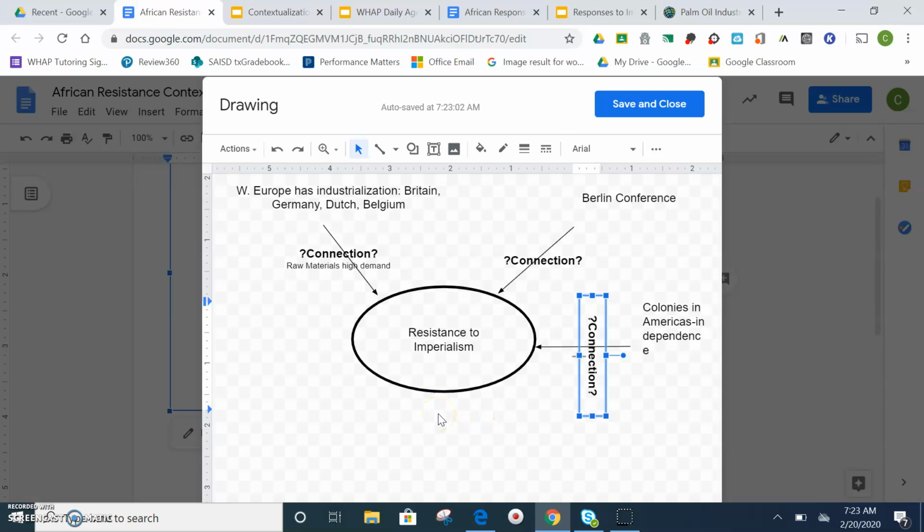So those are some quick ideas. Now your job is to finalize your connections if you haven't already, and then type your contextualization 2 sentences into your box below using the model that's in the box.